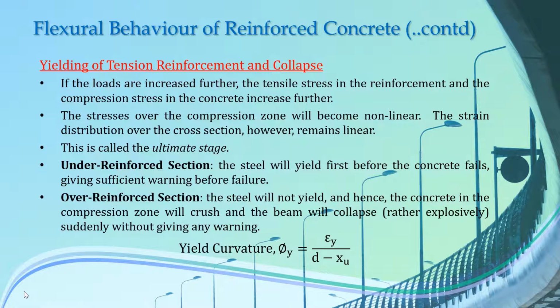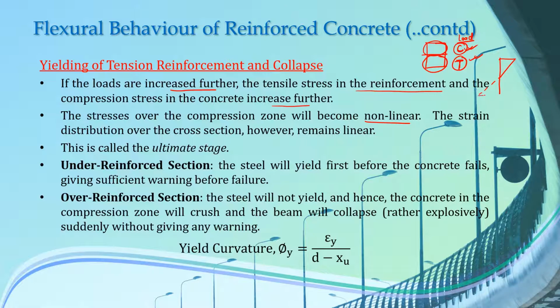So finally, what happens? If the loads are increased further, the tensile stress in the reinforcement and the compression stress in the concrete increases further. So now, the concrete in the compression zone resists our compressive forces and the steel in the tension zone resists our tensile stresses. And as we increase the load, the compressive stress value also increases and the tensile stress value also increases. Both these values of stresses increase. The stresses over the compression zone will become non-linear as we saw in our previous diagram.